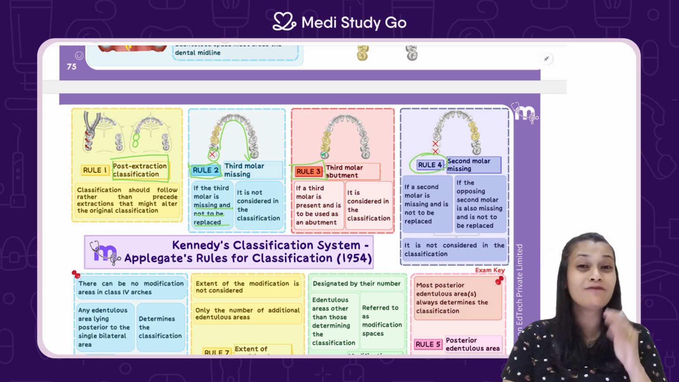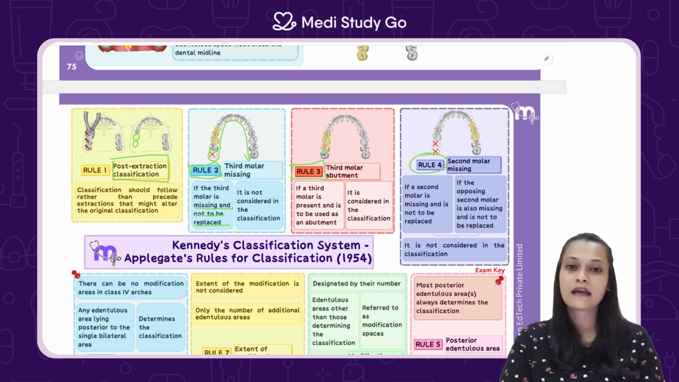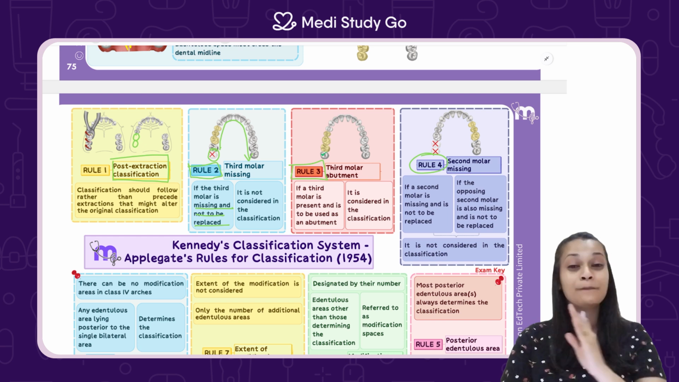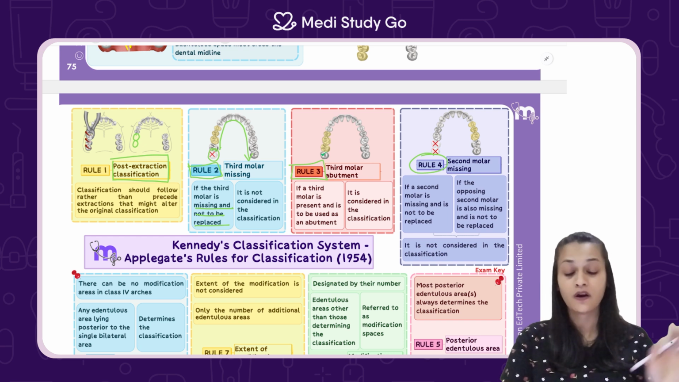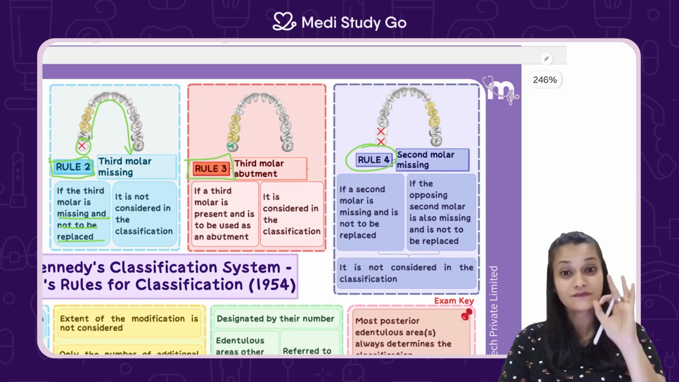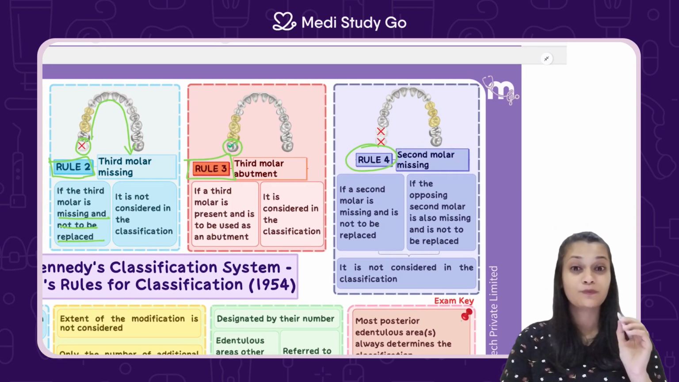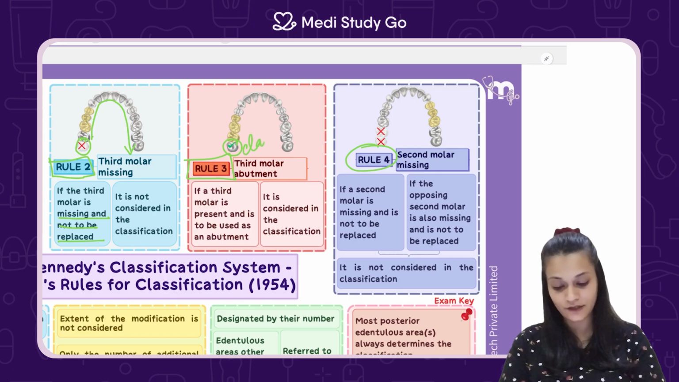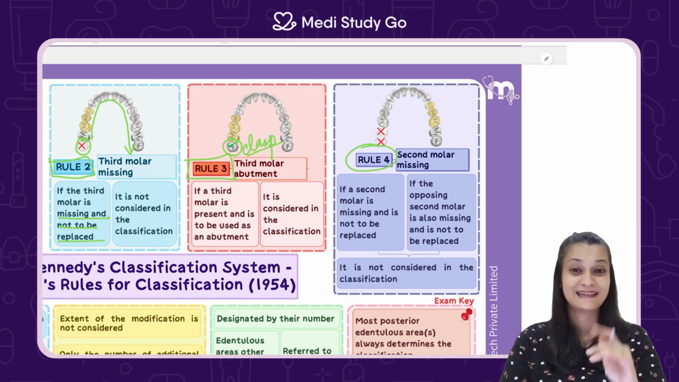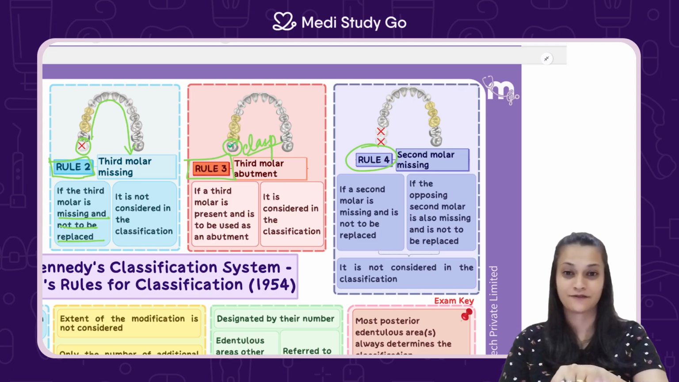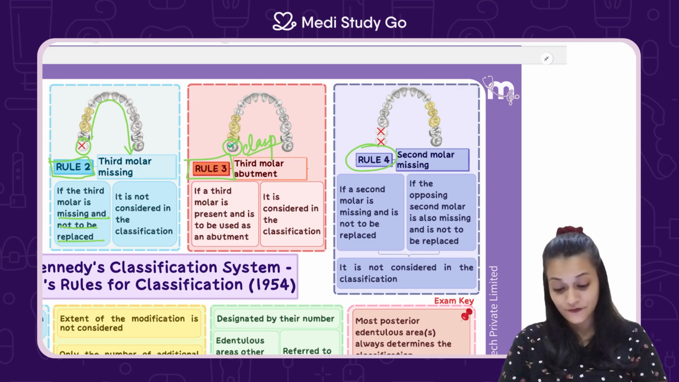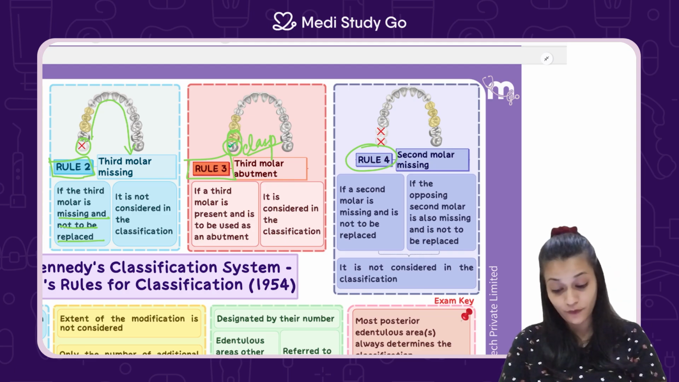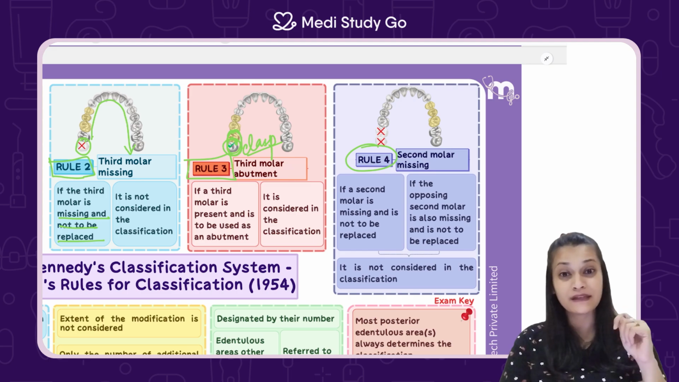Simple. Now when will I not consider this? If the antagonist 8 is not present. If I don't have opposing teeth, I don't want to rehabilitate 8. In that situation, just don't consider it in your classification. Third thing, if your third molar is present and I'm going to use it as my abutment, so I am planning to place my clasp onto it, then I am going to consider it in my classification. If 6, 7 and 8 were missing, I'm going to rehabilitate 2 teeth. If only 8 is missing, I'm going to rehabilitate.